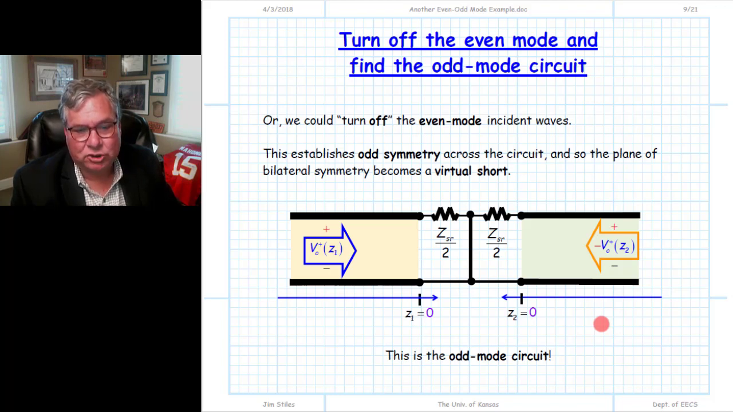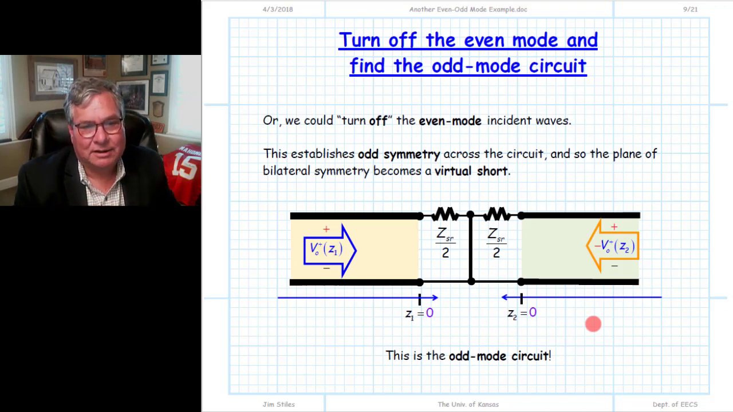For the other half of our superposition, we turn off our even mode sources. In other words, we turn off the even mode component of the incident waves propagating toward the structure, and instead we're left with simply the odd mode propagating waves. So we have an odd mode wave propagating in this direction from left to right, and then another one propagating in this direction from right to left. But remember, here we have a minus sign associated with this. This incident wave was even plus odd. This incident wave was even minus odd, and so we turn off the even mode and we're left simply with the minus odd voltage there.